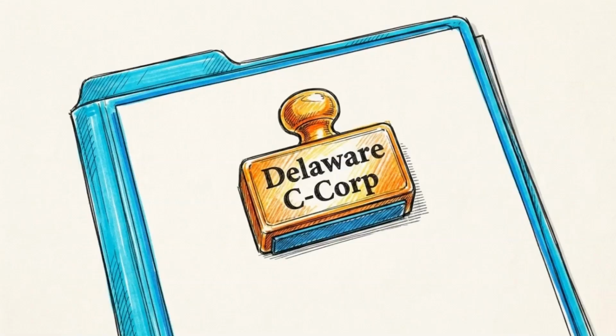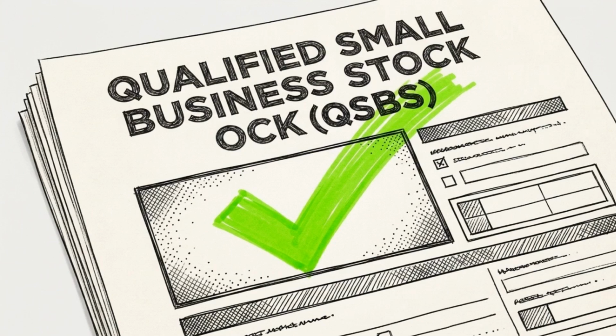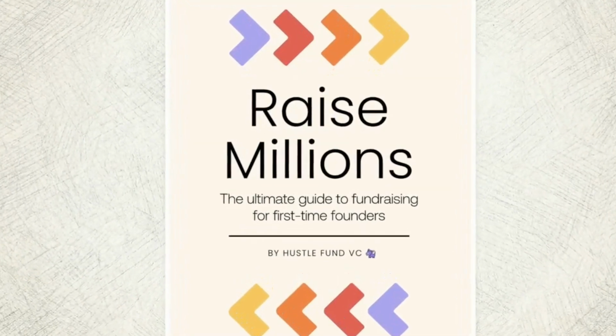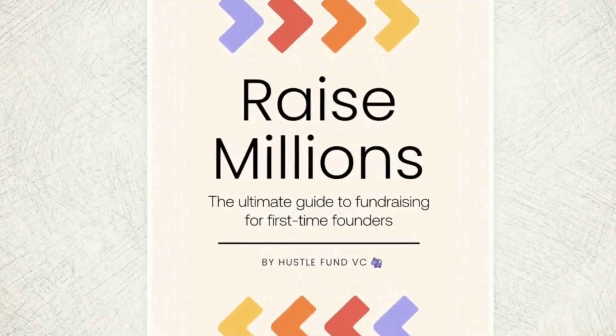Before you officially sign those safes, there is one final real-world step. Incorporate your startup as a Delaware C Corp. This secures strict legal protections and unlocks qualified small business stock tax exemptions, which can save you millions when you eventually exit. With your mathematical model built and your corporate legal structure in place, you are fully prepared to step into the market and raise millions.